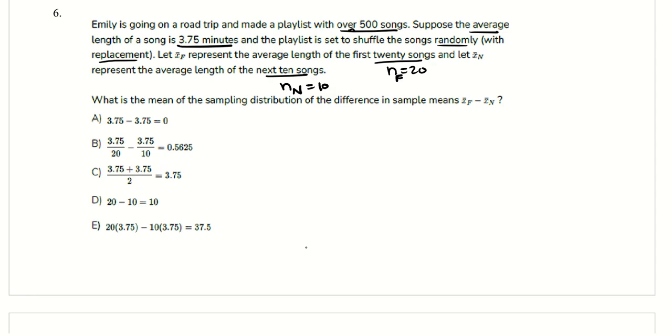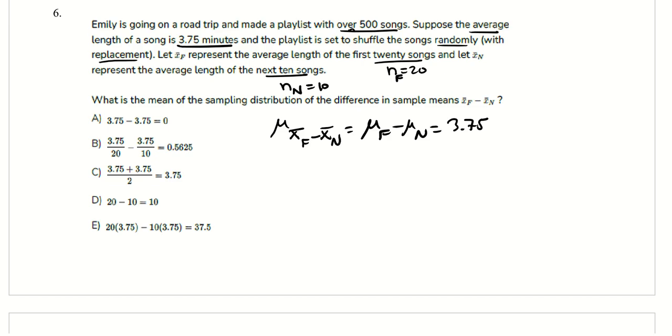And then what is the mean of the sampling distribution of the difference in sample means? Okay, so all you guys just do is the mean. So again, the mean of this is just the difference of means. And I mean, they already told you, so it's got to be 3.75. Suppose the average length of a song is 3.75. Okay. So yeah, the average length of the song is 3.75.